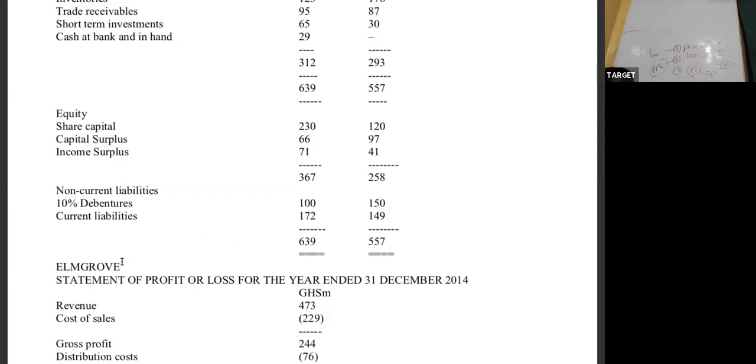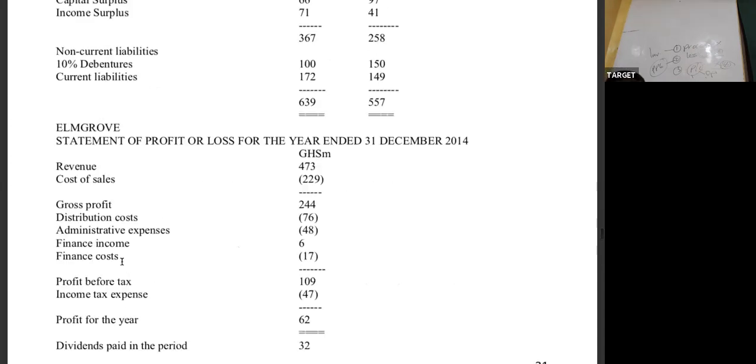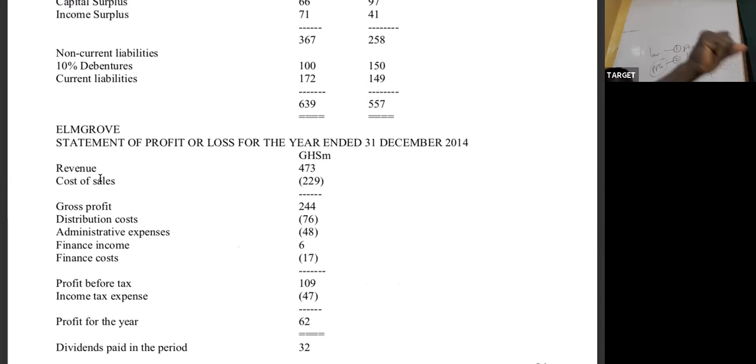Current liabilities, they're giving us a breakdown. And let's go to the profit and loss. Please, the profit and loss we need for only the current year, 2014. If they should have given us, let's say, 2 years, kindly pick the current year. Don't touch anything coming from the previous year when it comes to the profit or loss.